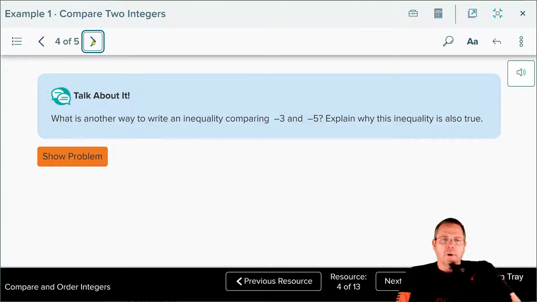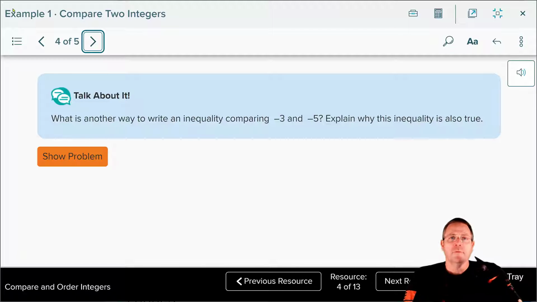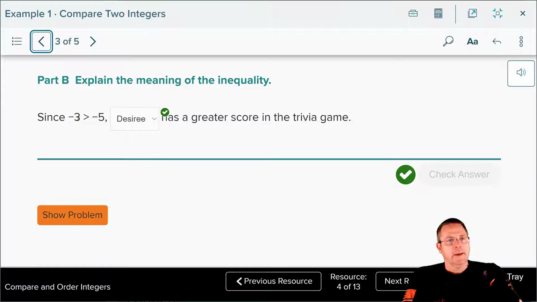Now they ask, what is another way you could write an inequality comparing negative 3 and negative 5 and explain why it's also true? The answer is flip it. So let me go back and show you. Where we'd had negative 3 is greater than negative 5, you could have written negative 5 is less than negative 3, and that would have given you the same exact answer.